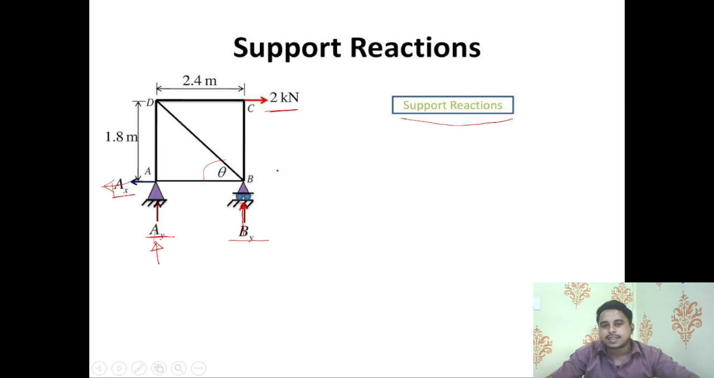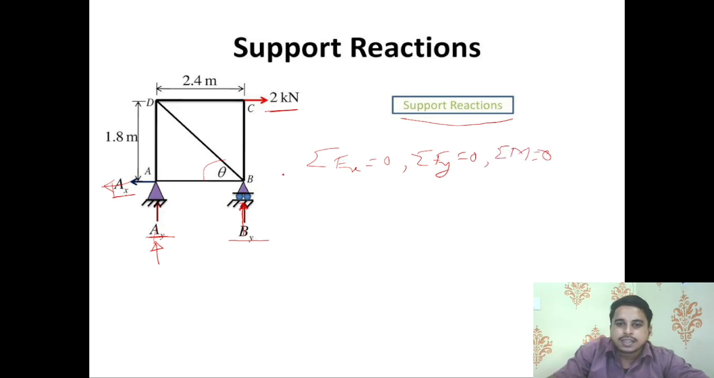Back to the support reactions. How can we find them? First of all, we know the equilibrium equations, that is summation of Fx is equal to 0, summation of Fy is equal to 0, and summation of moment is equal to 0. We will use these 2D equilibrium equations to solve this, because this problem is given in 2D.